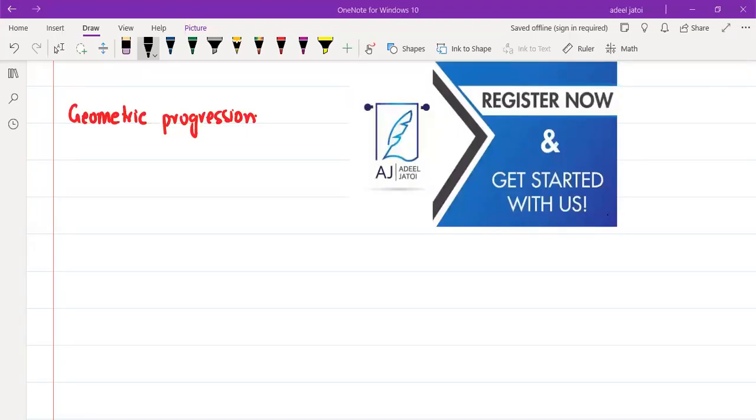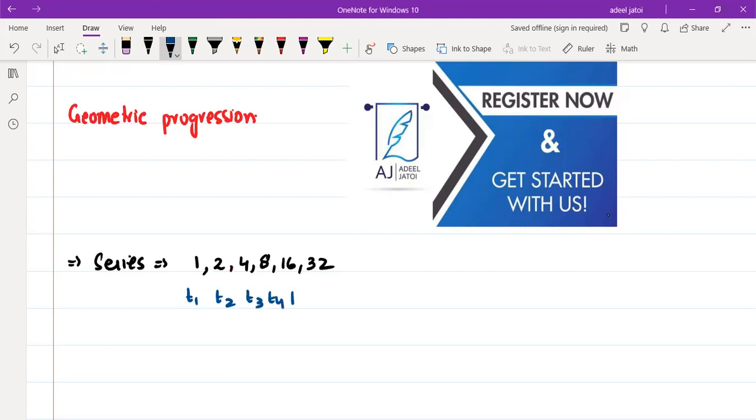Geometric progression. In this, if I start off with a series, which is 1, 2, 4, 8, 16, 32, I know one thing, that this is T1, T2, T3, T4, T5, and T6. So T7 should be 64.